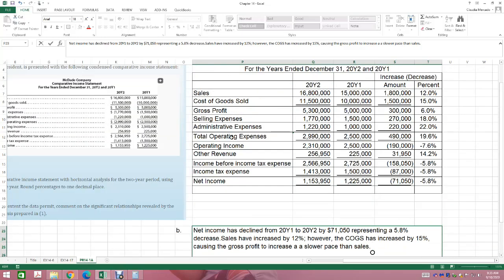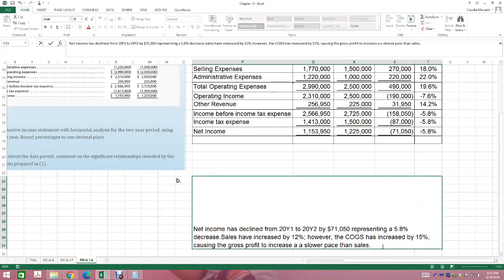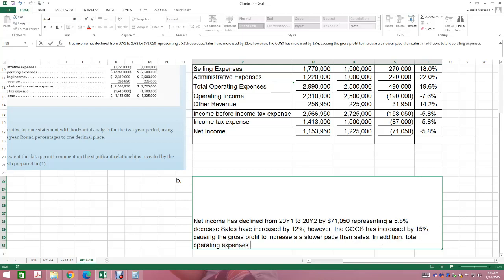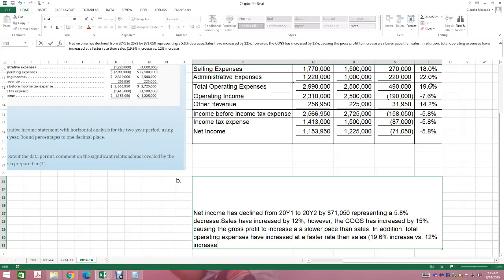What else happened? Let's look at our total operating expenses. Total operating expenses increased by $490,000, a 19.6% increase. We can also say, in addition, total operating expenses have increased at a faster rate than sales. 19.6% increase right here versus a 12% sales increase.